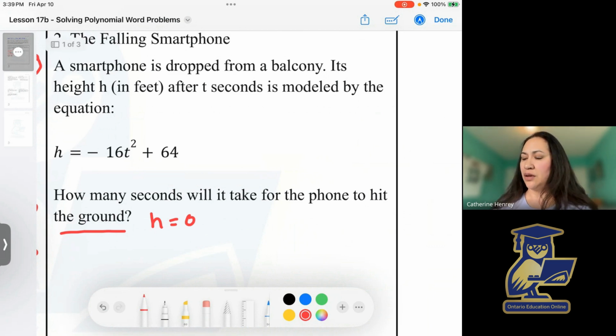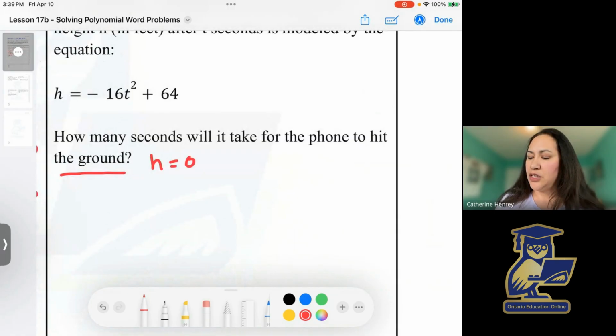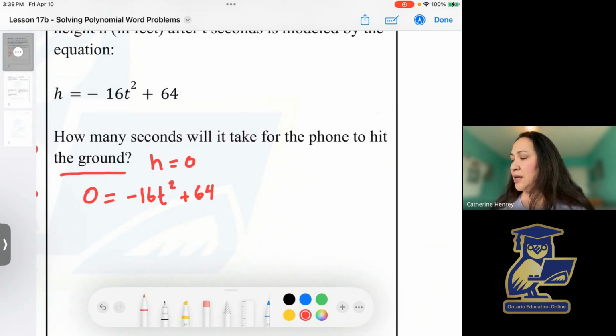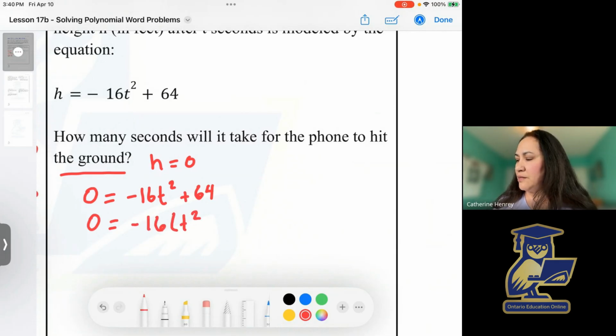So that helps us in terms of our quadratic. We substitute the values into the quadratic. H on the ground is 0, equal to negative 16t squared plus 64. We don't quite have a 3-term quadratic, a trinomial. We have a binomial. If we take a quick look at it, we can deal with this just by a common factor. So let's take the common factor of negative 16 out. I'll be left with t squared minus 4.